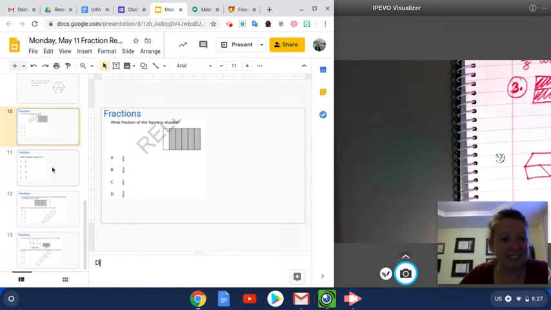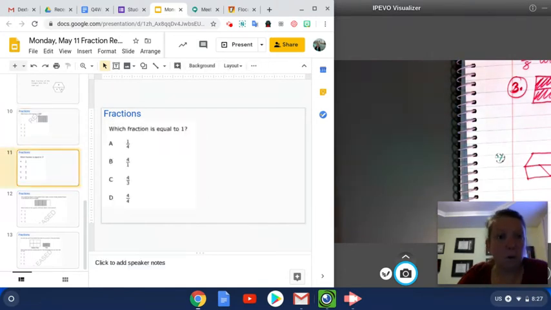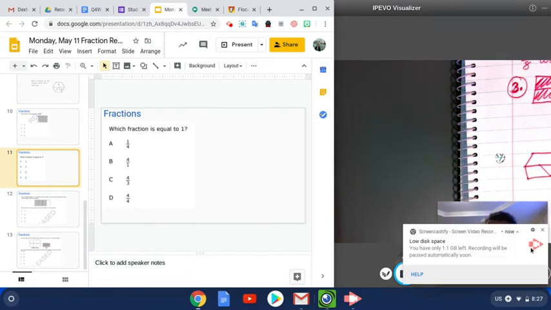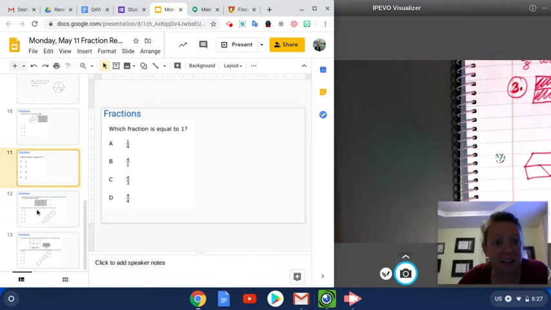Okay. Next one. Which fraction is equal to 1? So remember when we said what has to be the same? The numerator has to be the same as the denominator. So our answer is D. Great job, boys and girls.